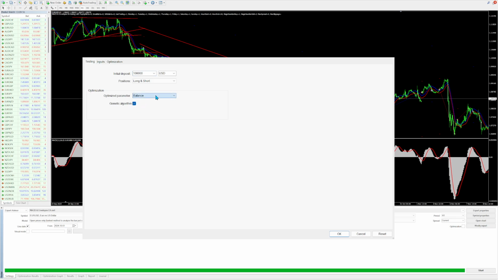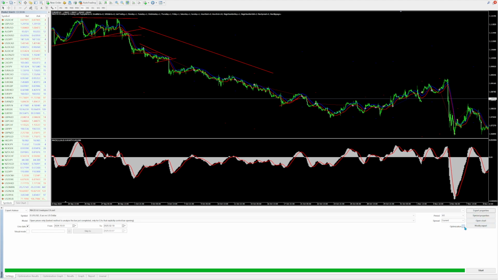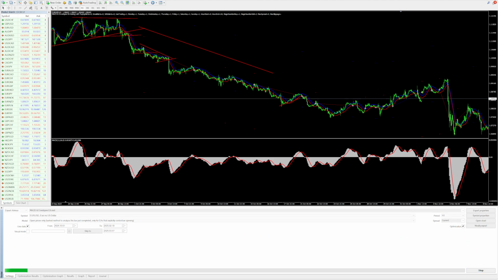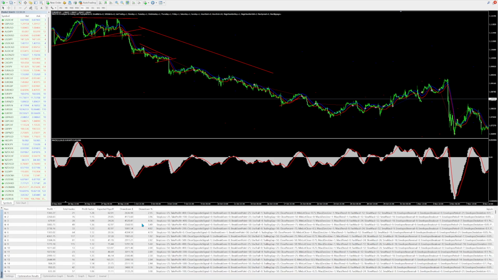Okay, and optimize parameter, what you're looking for, like the balance, profit factor, drawdown, what matters most to you. I just leave that on balance and click OK. And then you check this optimization box. You choose your currency pair, your time frame, and the history you want to test over. Then you click start. Now what will happen is the strategy tester will just run through every single combination it deems suitable from the ones we checked.